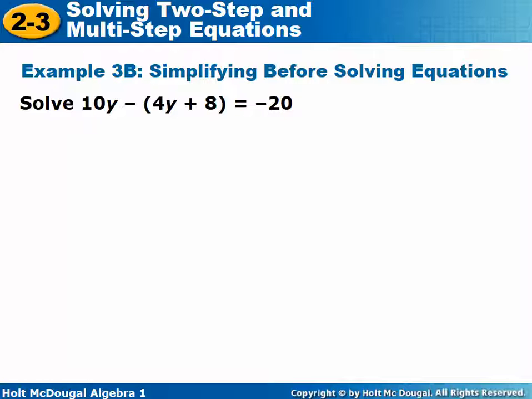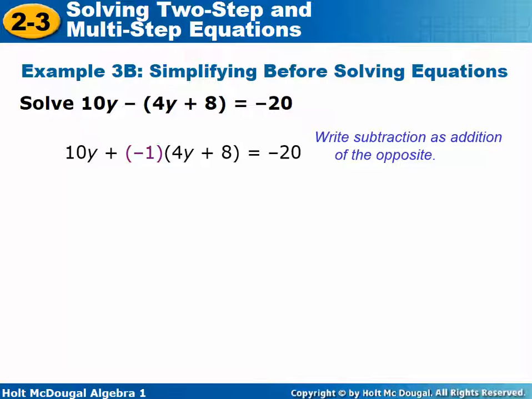All right, sometimes you have to use the distributive property before you can finish solving your equation. So in this example, if you ever have a y and a y, you know you have to simplify before you can start on doing operations. So we have 10y minus parentheses 4y plus 8. This is the same as having a 1 here.